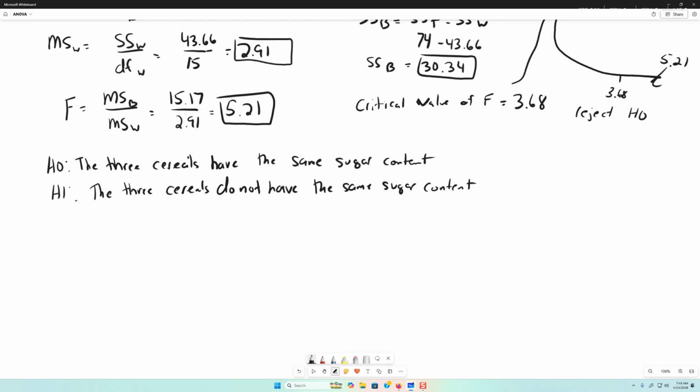Now that we reject the null and we support the alternative, after rejecting the null, we have to do post hoc tests. So we're going to do the Tukey HSD test.